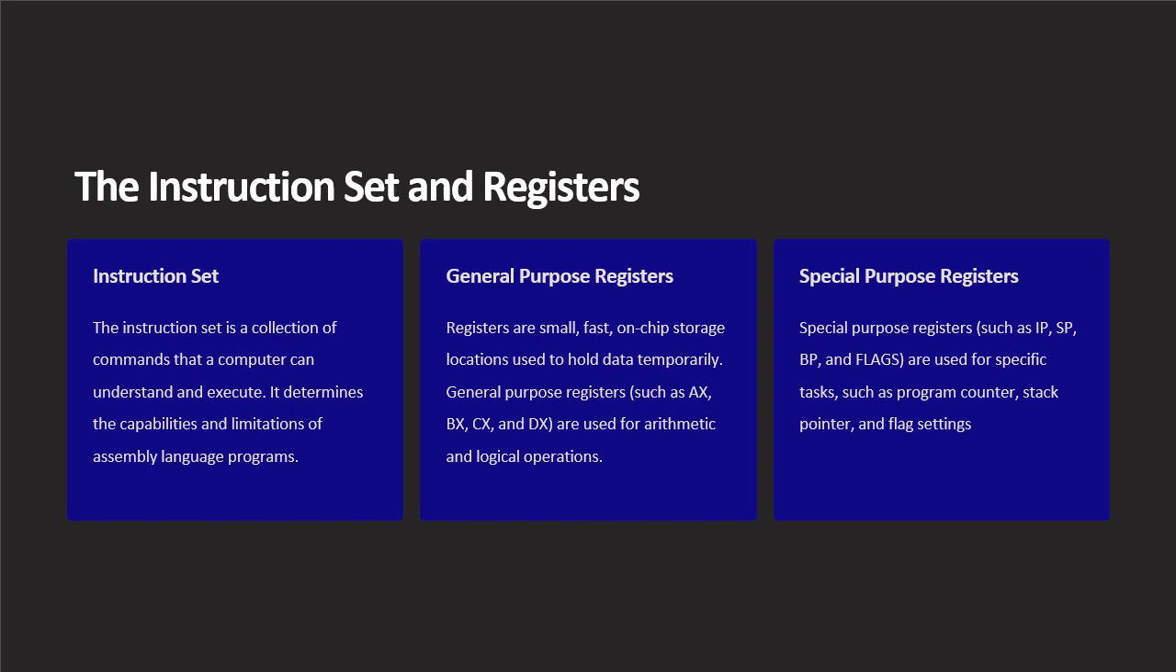What are general purpose registers? These are small, fast, on-chip storage locations which are used to hold the data temporarily. General purpose registers are AX, BX, CX, and DX, which are used for arithmetic and logical operations. What are special purpose registers? These are the registers which are used for specific tasks such as program counter, stack pointer, and flag setting. Examples of special purpose registers are IP, SP, BP, and flags.